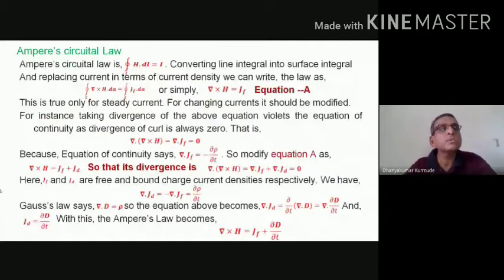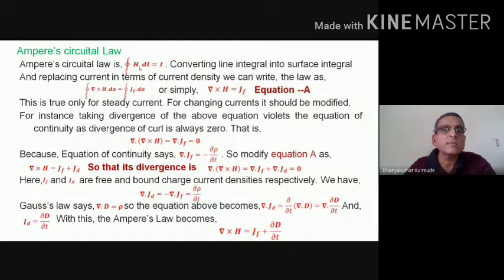Now let us move ahead. Ampere's circuital law continued. Ampere's circuital law is the line integral of H dot dl is equal to I. Now we can convert this line integral into a surface integral, and replacing the current in terms of current density, we can write the law as follows. Here we are doing many things simultaneously, so let us understand one by one. First of all, convert this line integral into a surface integral.